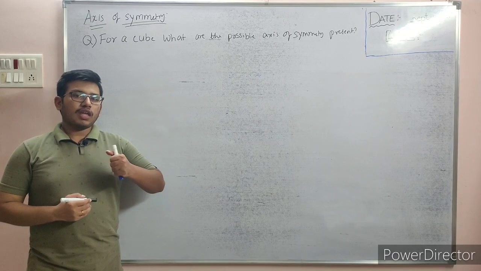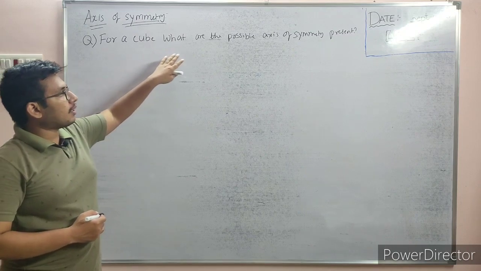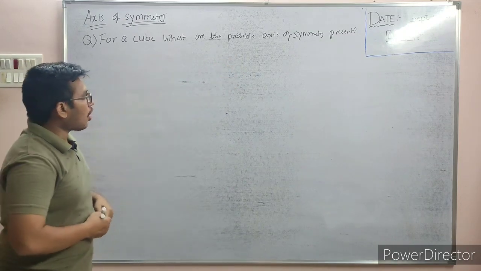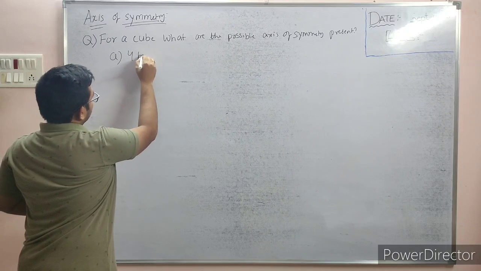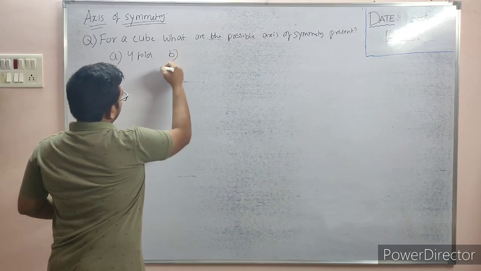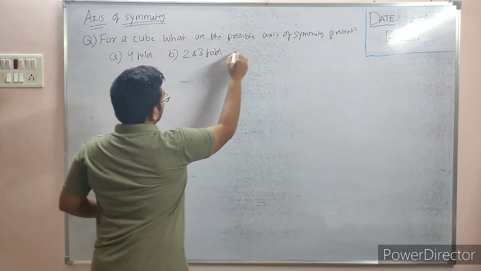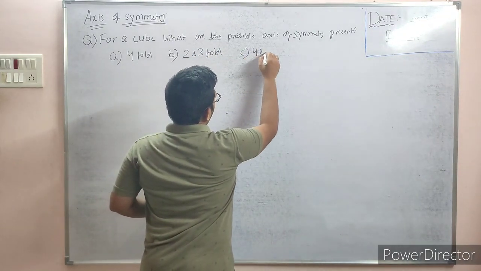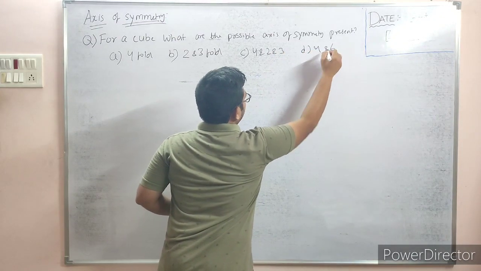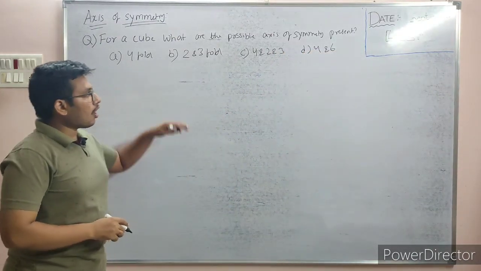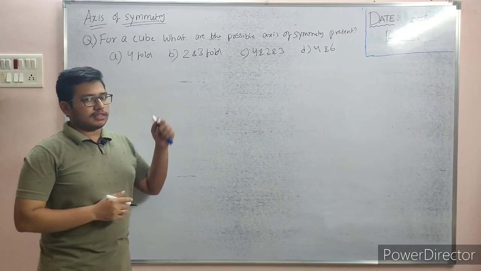Now continuing with the axis of rotation, try to solve this question. For a cube, what are the possible axes of symmetry? The options are: A, 4-fold; B, 2 and 3-fold; C, 4 and 2 and 3-fold; and D, 4 and 6-fold. So how are we going to answer this question? What will be the answer?